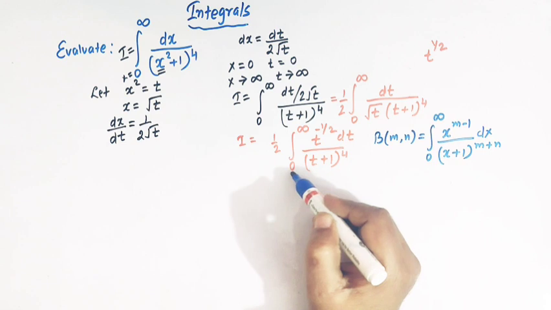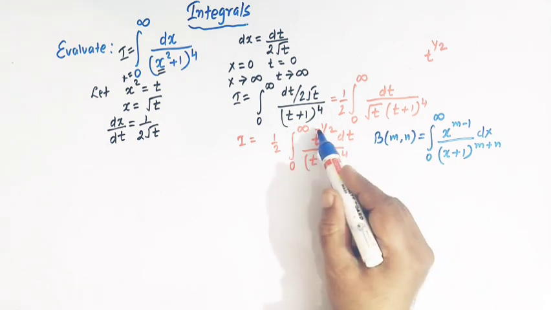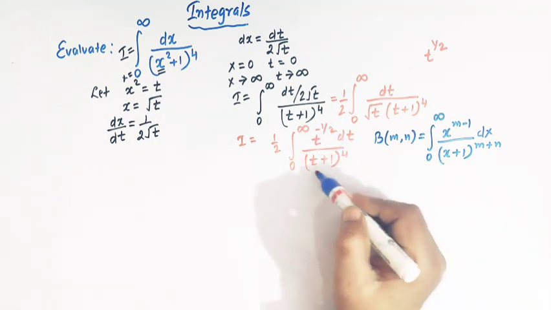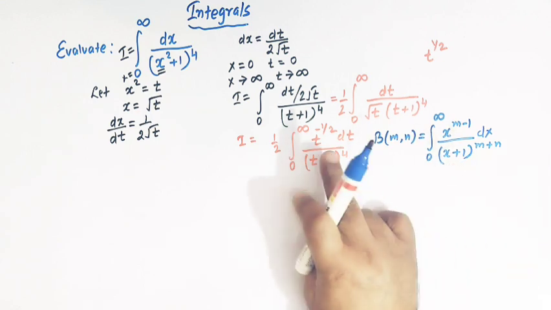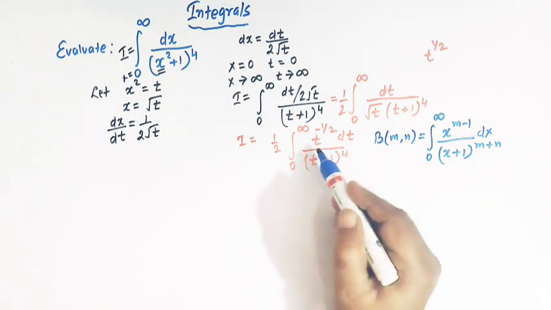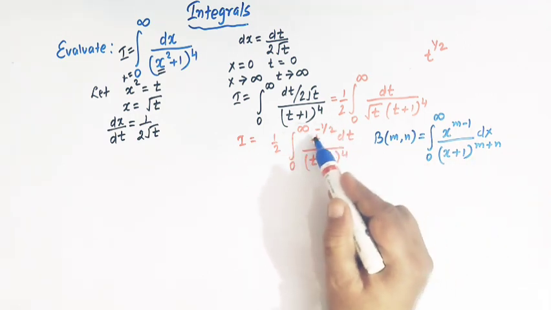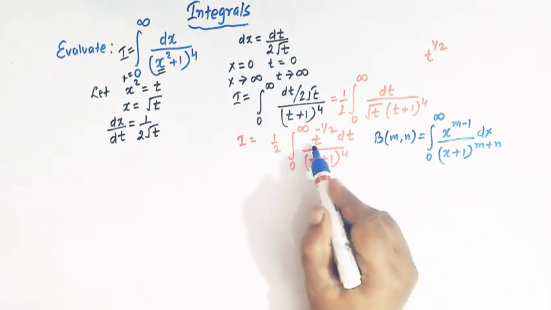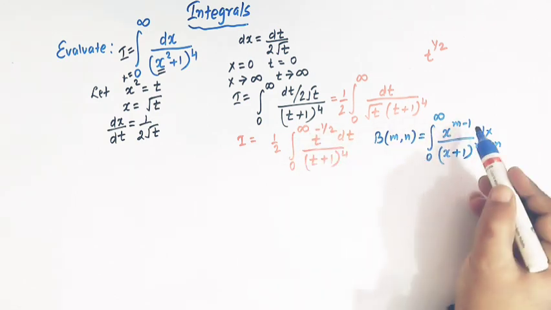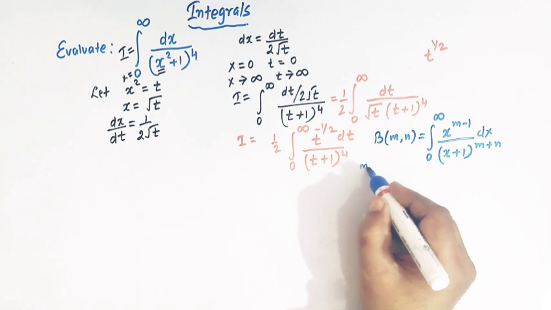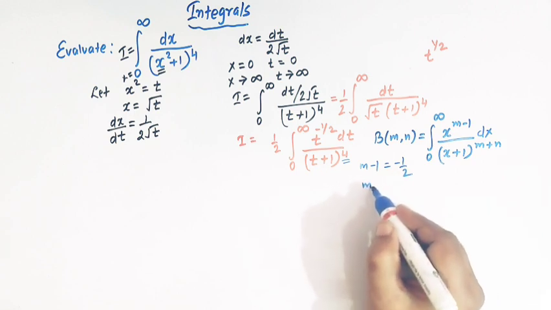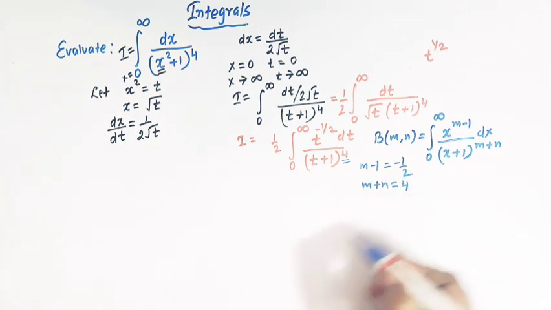So now see, here we have 0 to infinity, t raised to minus 1 over 2, divided by (t plus 1) raised to 4. Now this integral is similar to this one, except the variable, because the variable may be treated as a dummy variable. So this is not going to make any difference. So this integral is similar to this one. And if we compare the powers, here we have t raised to minus half, here we have x raised to m minus 1. So we can take m minus 1 is equal to minus half, and here we have 4. So m plus n can be taken as 4.